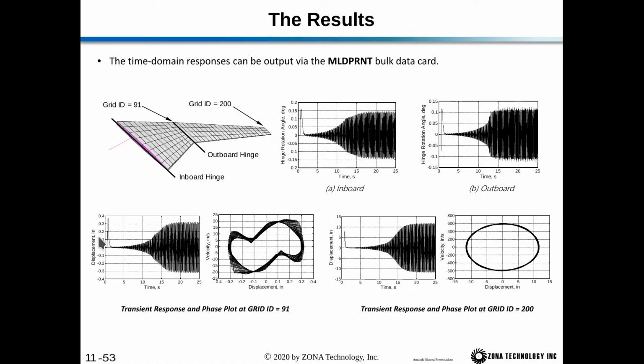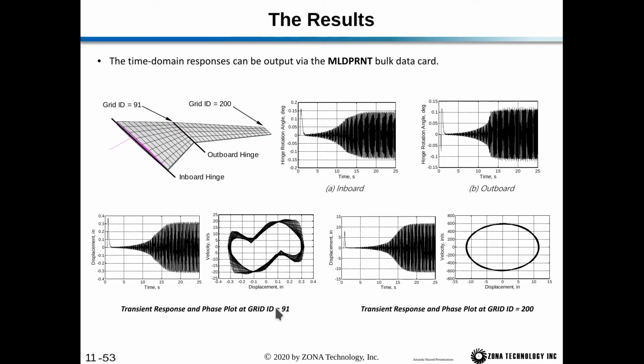This plot is now the displacement of the grid 200 versus time. So you can see also we're developing the LCO. This plot gives us a plot of the velocity versus displacement. So you can see that we have this somewhat harmonic motion.